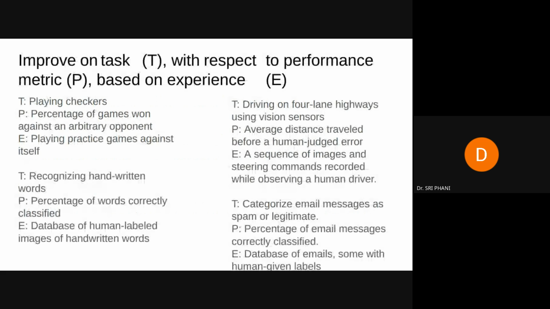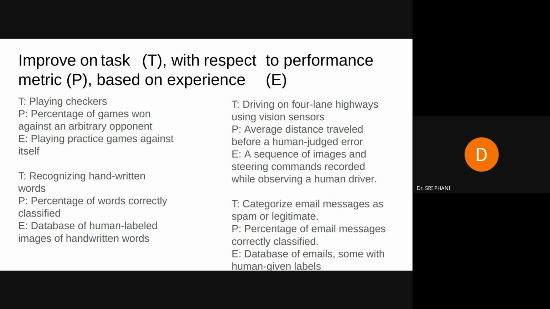And whenever you have any task in hand, you will be looking at experience and metric. These are the two things which you are looking at. Experience is nothing but the data, and the metric is nothing but the measure on which you want to perform better. Okay. Performance metric.